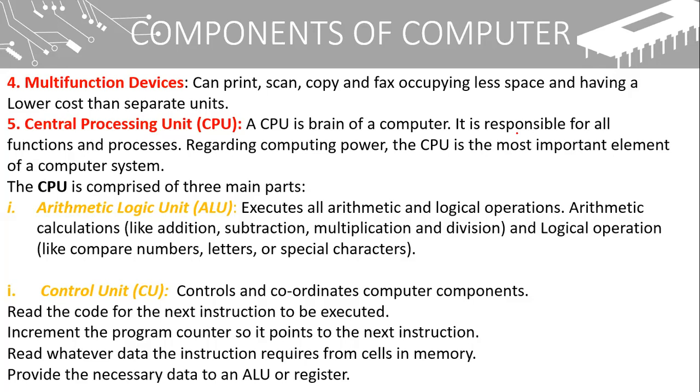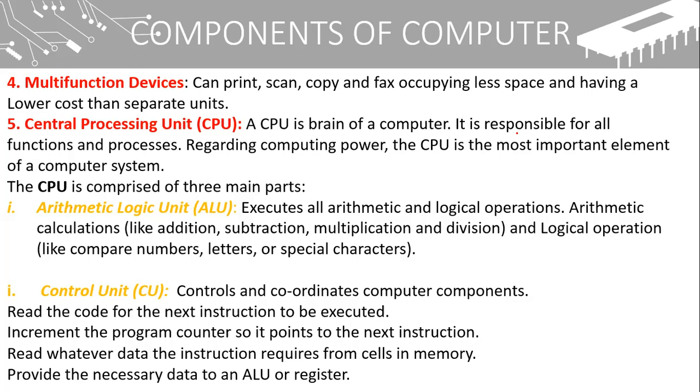Then we have also what you know as the control unit, which is the CU. It controls and coordinates computer components. This is the function of the control unit. There is a part that is responsible for the calculation, while there is a part that is responsible to control all other functions, like reading the code for the next instruction to be executed, increasing the program counter so it points to the next instruction, reading whatever data the instruction requires from the cell in the memory, and providing the necessary data to the ALU or the register.